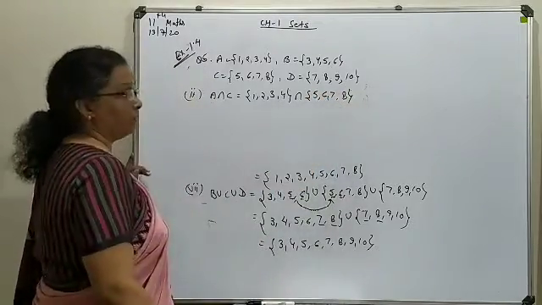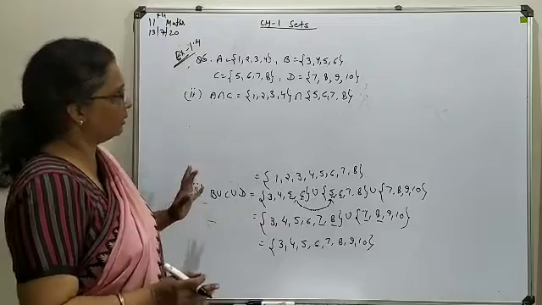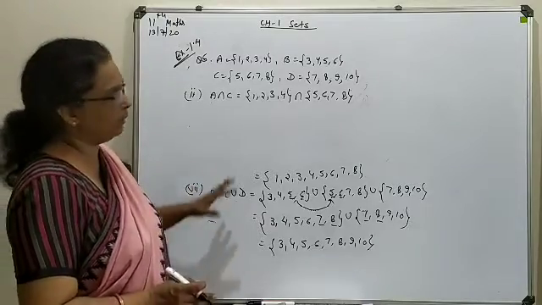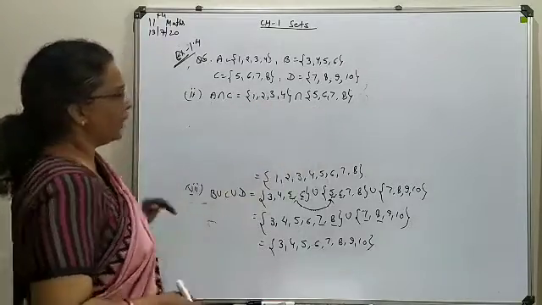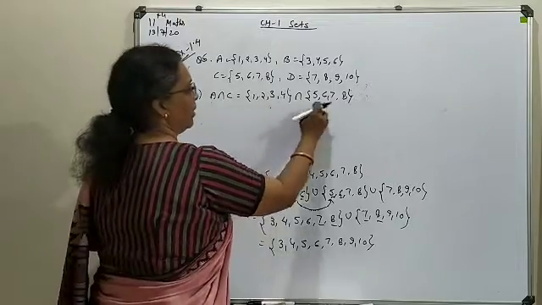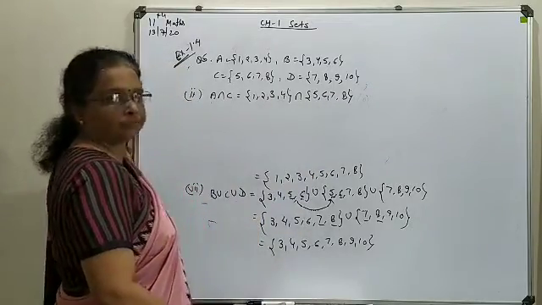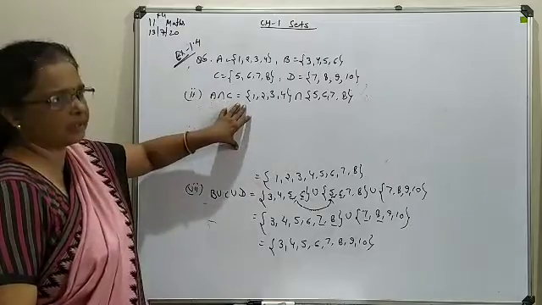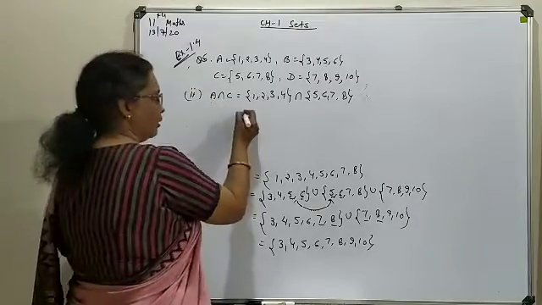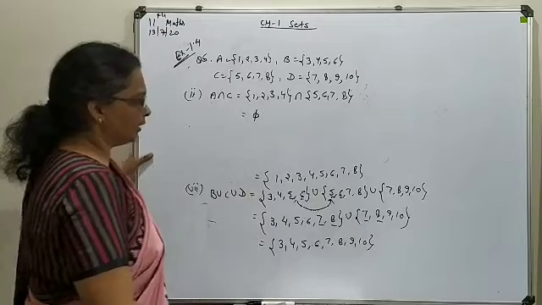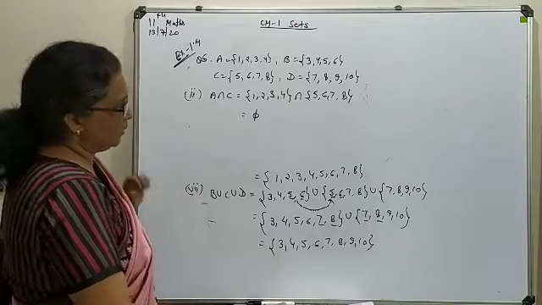In intersection, as we have discussed, you will write only the common elements between these 2 groups. If you look at the elements of these 2 sets, none of the elements is common over here. So as an intersection you will have a null set.